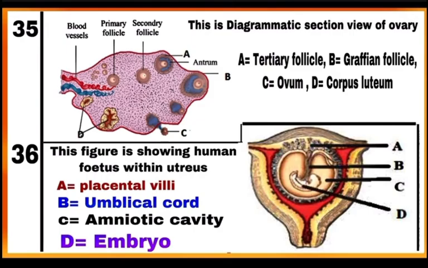35. It is a diagrammatic sectional view of ovary, where A is tertiary follicle showing antrum, B Graafian follicle or mature follicle, C ovum, which is released when Graafian follicle ruptures during ovulation, and D corpus luteum, formed from ruptured Graafian follicle, and it secretes progesterone hormone. 36th, the figure is showing human fetus within uterus, where A is placental villi, B umbilical cord, C amniotic cavity, and D embryo.